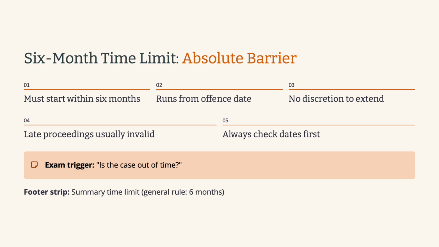Fifth, always check dates first when reviewing a summary case. This should be your initial analysis. Calculate from the offence date to the charge or requisition date. So in the exam, they can ask, is the case out of time? So you need to calculate it systematically by understanding the rule and applying your calculations.